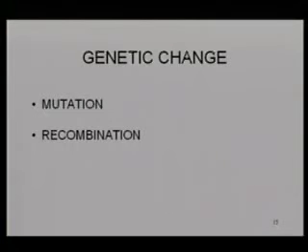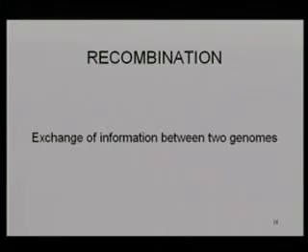So, mutation is one way that you get genetic change, and another way that you get genetic change is recombination. And recombination, a simple description of it, is the exchange of information between two genomes. And we obviously have DNA recombination. The viruses can use some other methods that we don't regularly use, so I'm just going to go quickly over those.